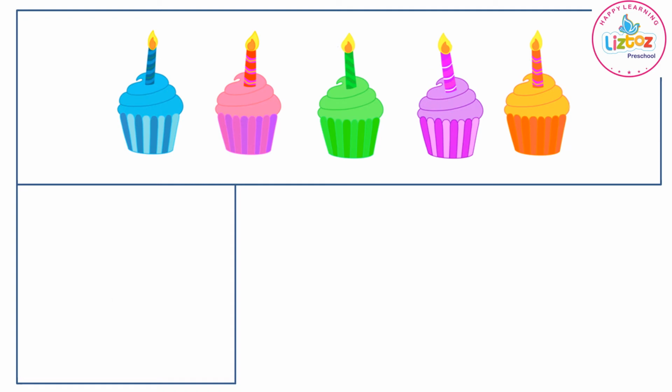Children, look at the screen. What are there? Candy, cake, cups. How many are there? Shall we count and see? 1, 2, 3, 4, 5. Number 5. How many candy, cake, cups are there? 5.